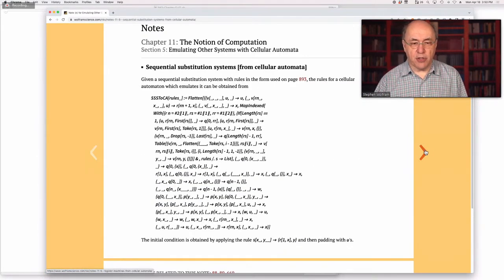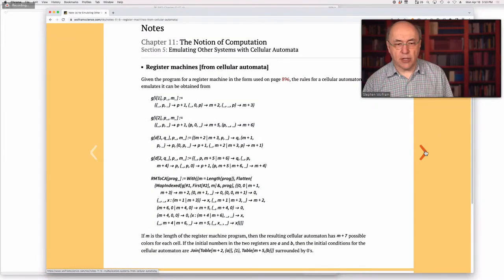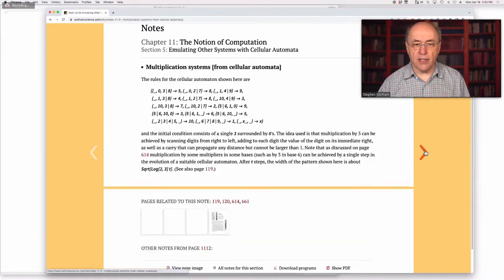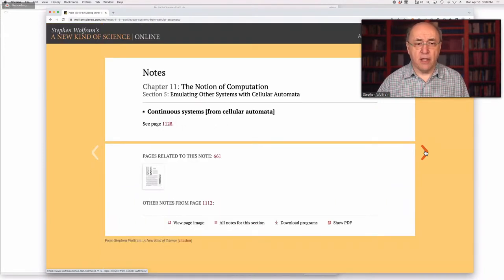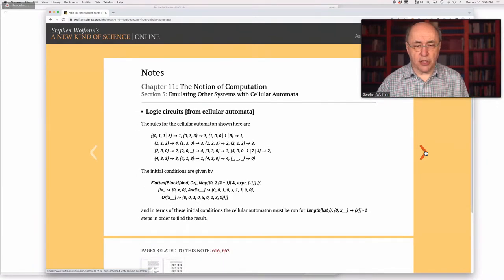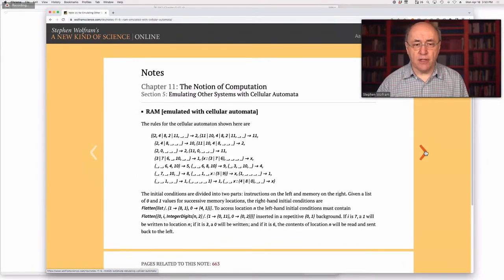Okay, sequential substitution systems, again a little bit more complicated, but again just a compiler from the sequential substitution system to a cellular automaton. From register machines to cellular automata, more compilers. These are probably good exercises for people who are imagining compiler classes and things. That's the multiplication system for multiplying by threes, I guess. That's the logic circuit cellular automaton, rather straightforward. RAM, again, rather straightforward.